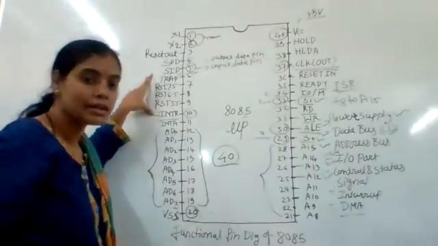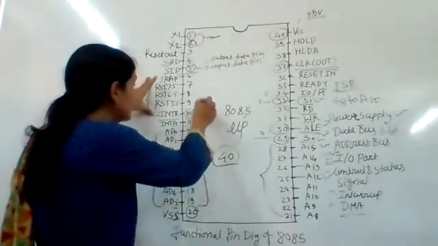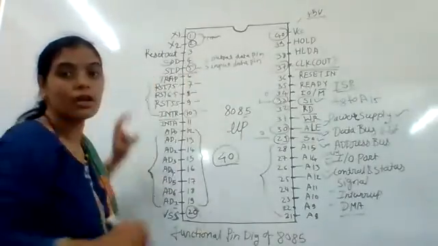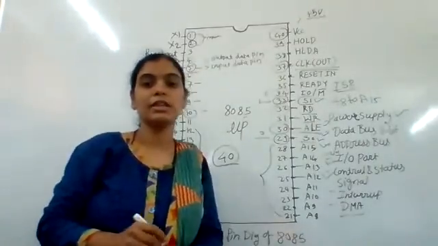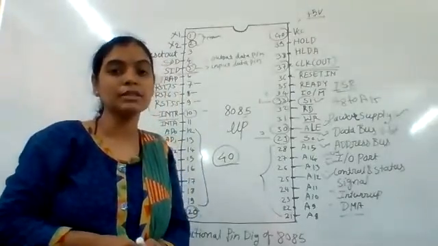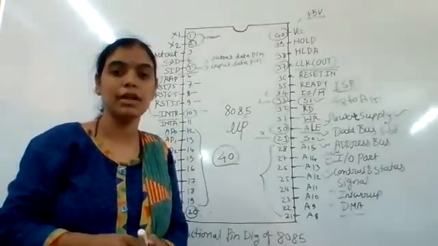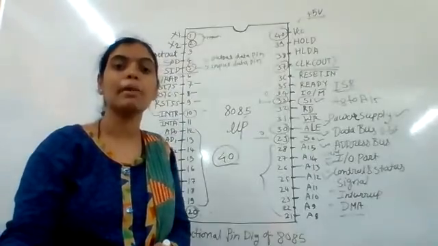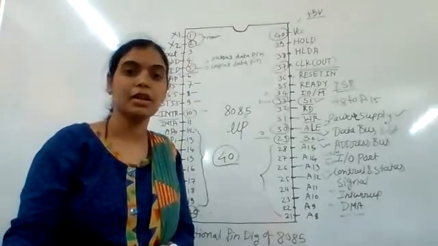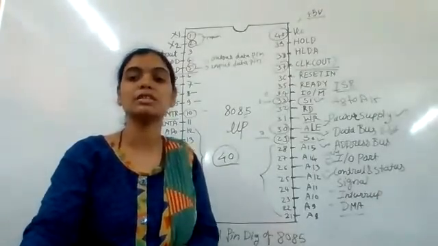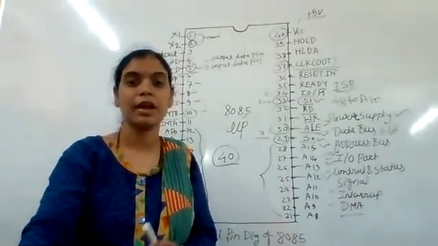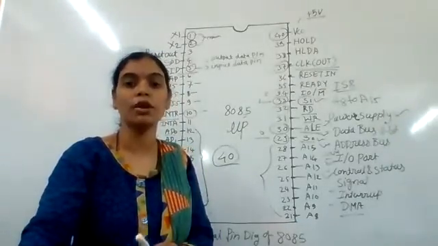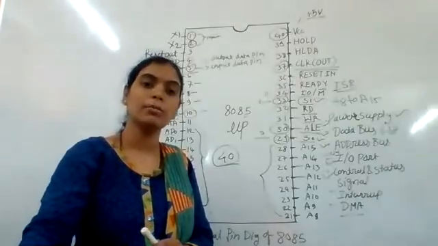These are INTR, RST 5.5, 6.5 and 7.5. These are the maskable interrupts, that is, manageable interrupts. Maskable means manageable interrupts. And Trap is a non-maskable interrupt and holds the most priority among all interrupts in the 8085 microprocessor.